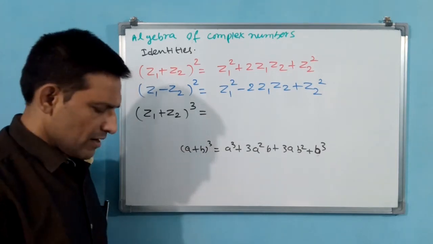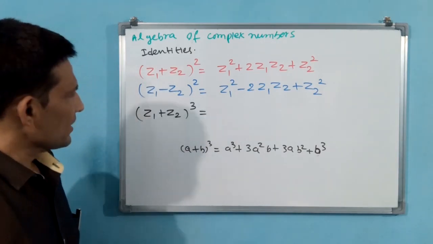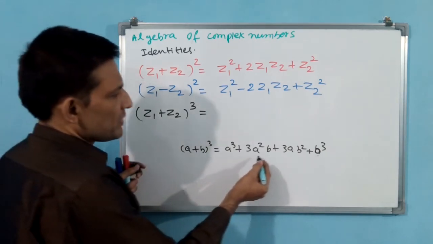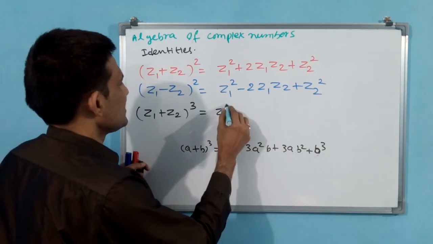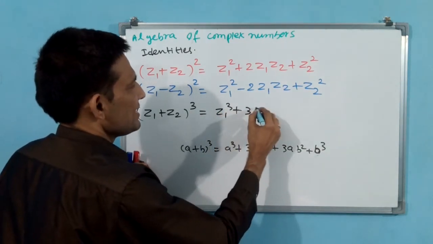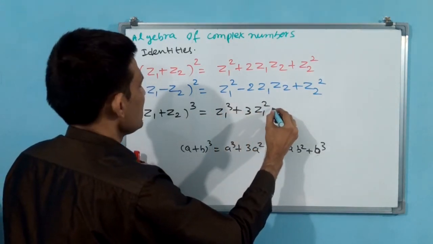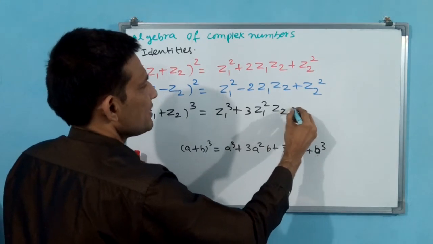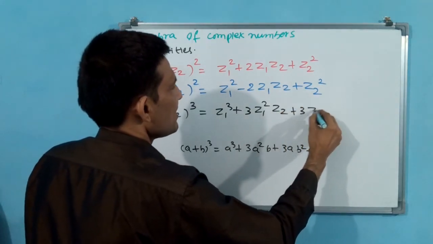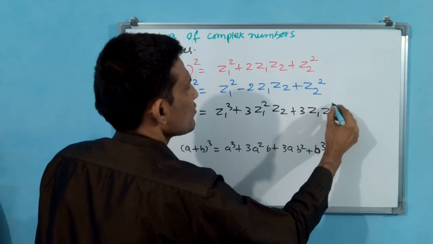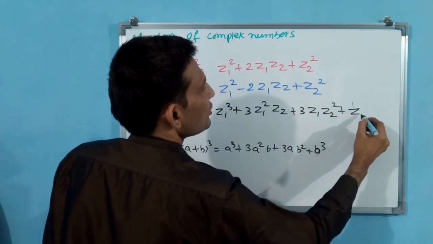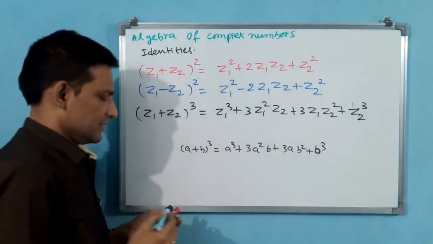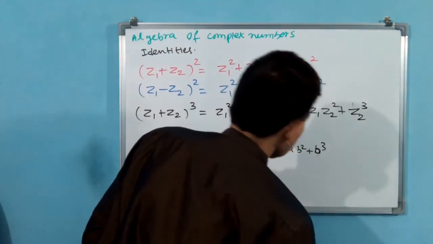Let us convert this formula first. A plus B whole cube is equal to A cube plus 3A square B plus 3AB square plus B cube. So A cube is Z1 cube, plus 3A square B is 3 Z1 square Z2, plus 3AB square is 3 Z1 Z2 square, plus B cube is Z2 cube.